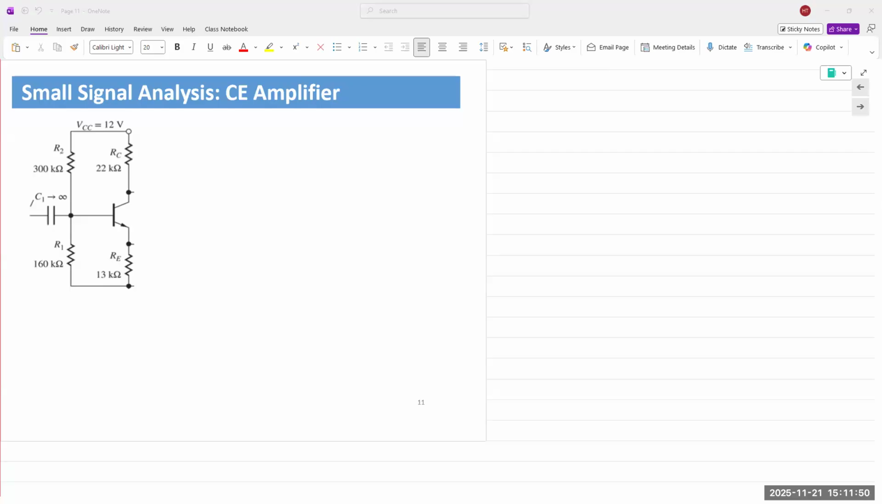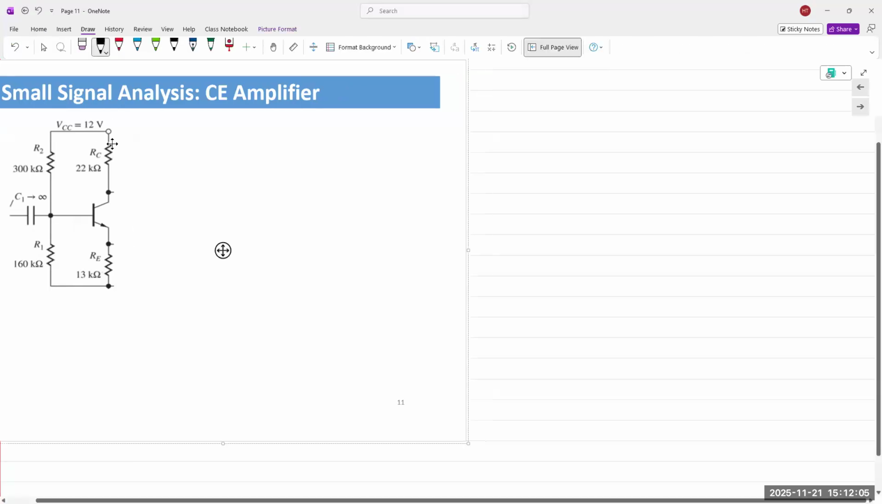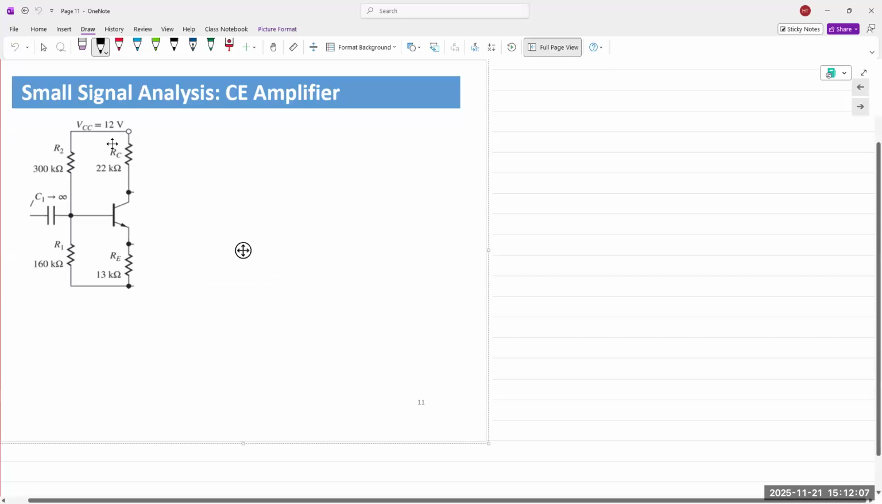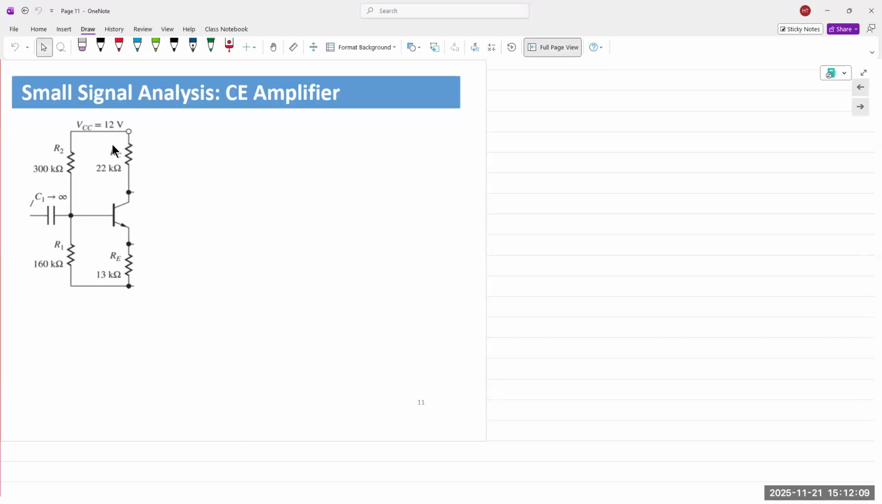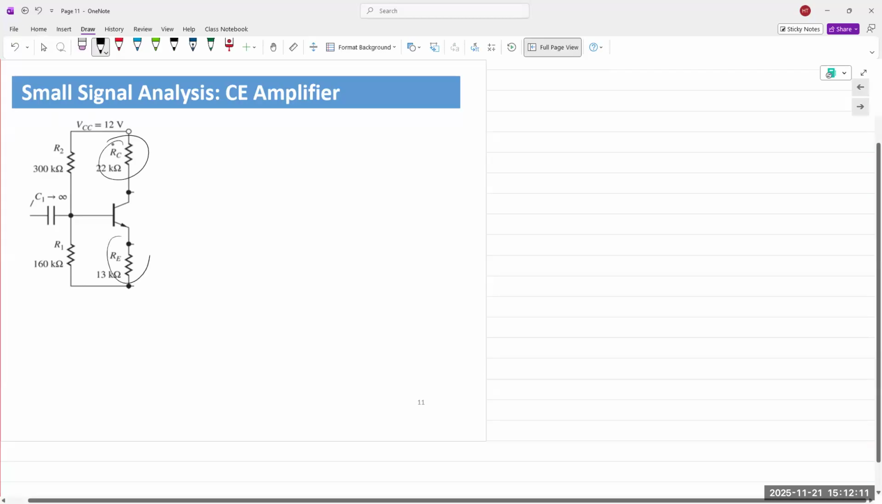Does anybody remember what the approximate gain was for the CE amplifier? It was RC and RE in terms of the resistor values. Okay, all right, so let's see.